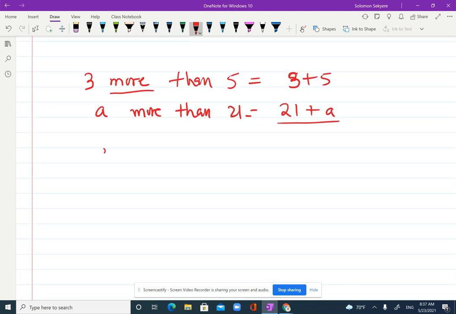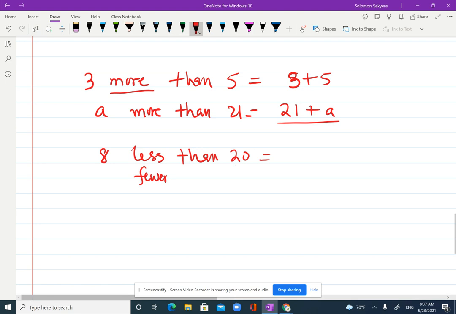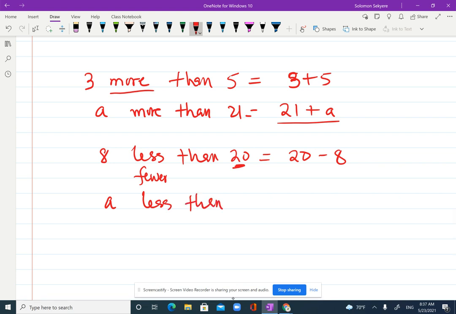What is 8 less than, or fewer than, let's say 20? This comes first: 20 minus 8. So if you have A less than 20, now that becomes an expression. 8 is an actual value, but A less than 20 becomes the expression 20 minus A.